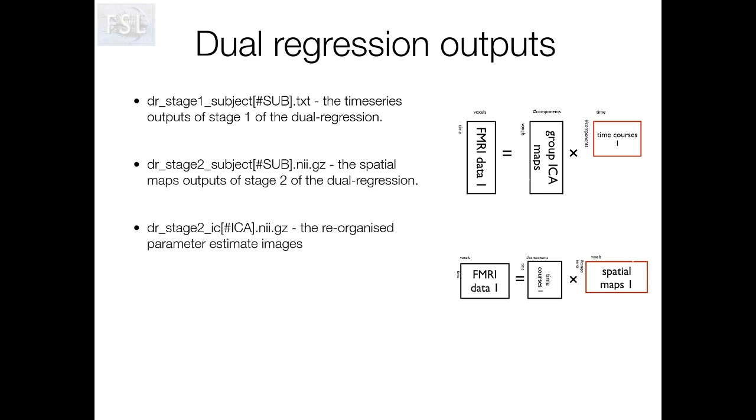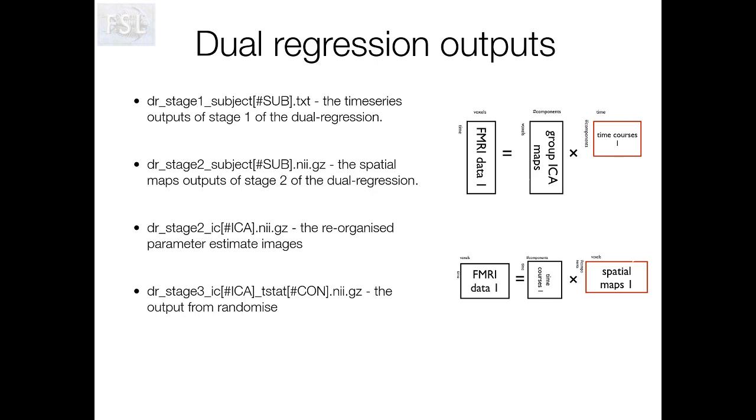And you actually get this second stage twice. So you also get another 4D image for each group ICA component, which contains all of the subject-specific spatial maps for that component. This is exactly the same data as the subject-specific images, but it's just been rearranged by group ICA component. And this is done because it's these files which are used as the input for the third stage, the statistical analysis.